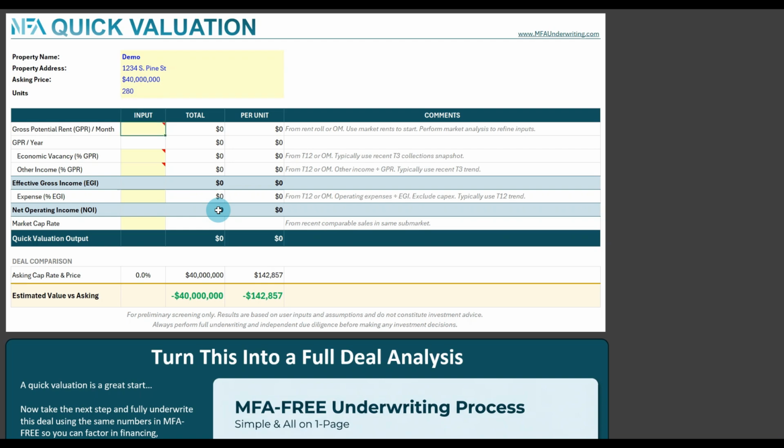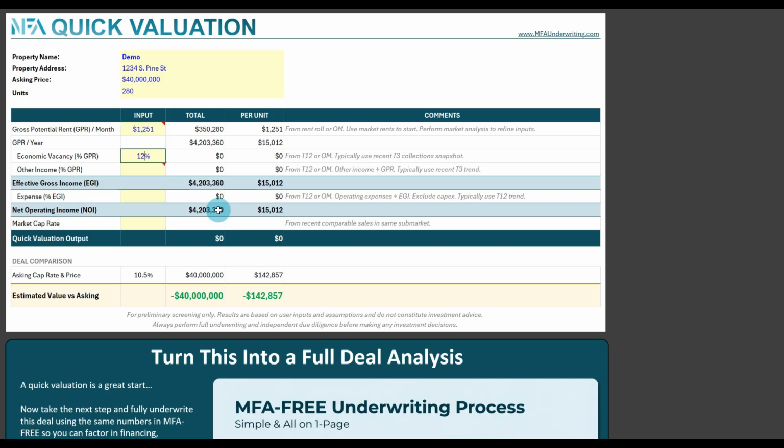Now, I got all my values from the T12. Whenever possible, I try to use actual values instead of the broker's numbers in the OM, because the broker always tends to be very optimistic. That's kind of their job. So you can use OM numbers, just keep in mind those are often inflated, so I use actual data whenever possible. I know that in the T12, the rent was $12.51, the gross potential rent.